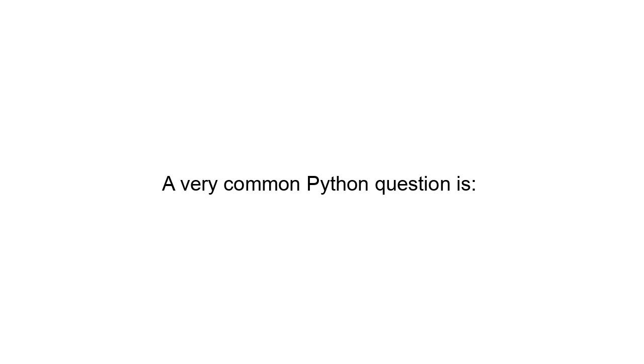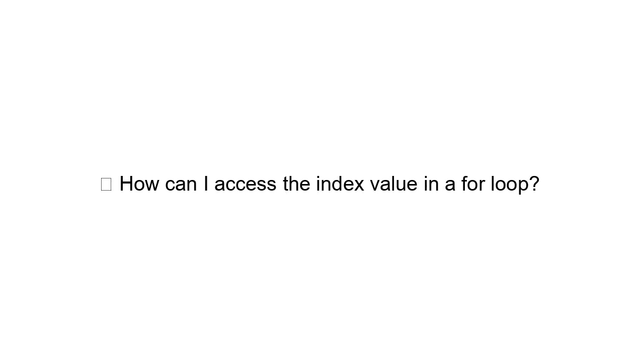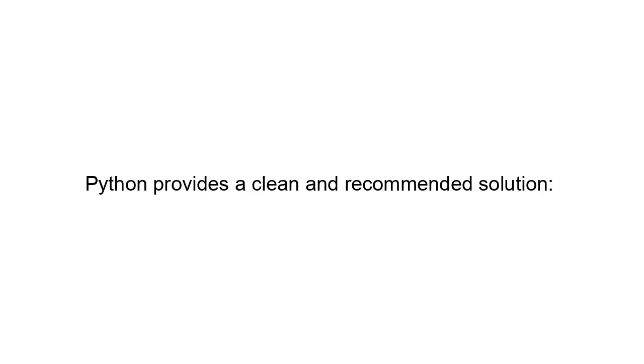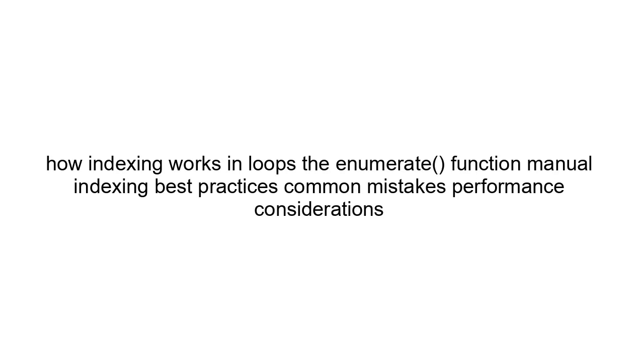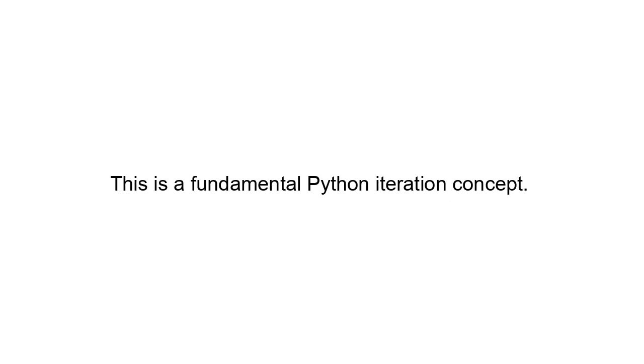A very common Python question is, how can I access the index value in a for loop? Python provides a clean and recommended solution: enumerate. This topic explains how indexing works in loops, the enumerate function, manual indexing, best practices, common mistakes, performance considerations. This is a fundamental Python iteration concept.